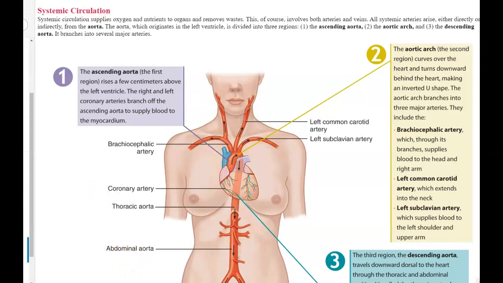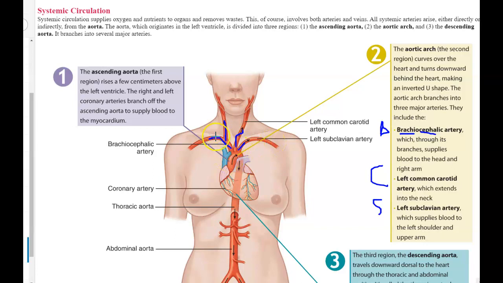It sounds really complicated until you break the words down. Brachio means arm, cephalic means head. So the first one that comes off goes to the arm and the right side of your head. Then you've got the common carotid and then the subclavian. So I remember them alphabetically: B, C, S. Brachiocephalic, common carotid, and subclavian. Brachiocephalic, common carotid, subclavian. Okay.